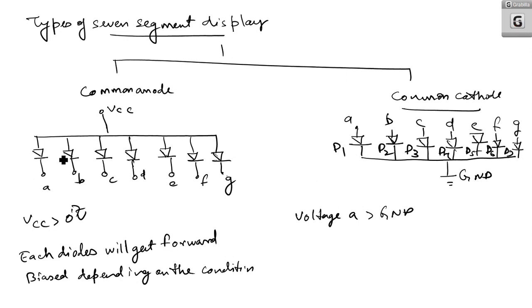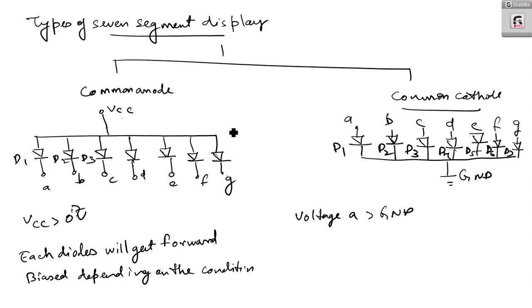Now in this case, the diode will get forward biased only if VCC is greater than 0.5, and that too depends on the biasing characteristics of the diodes D1, D2, D3 etc. When A is coming in, D1 will get forward biased, when B is coming in, D2 will get forward biased, and in that way.